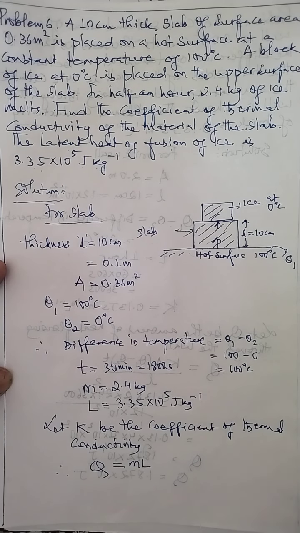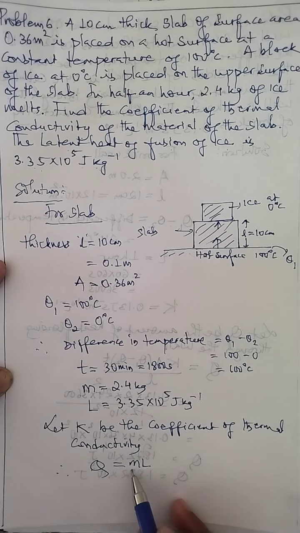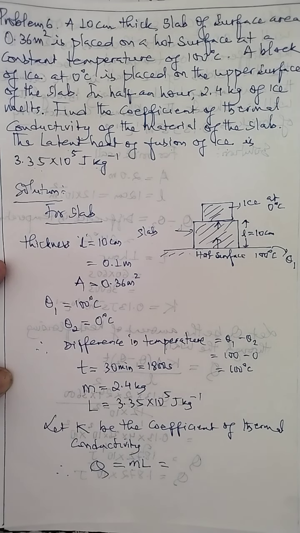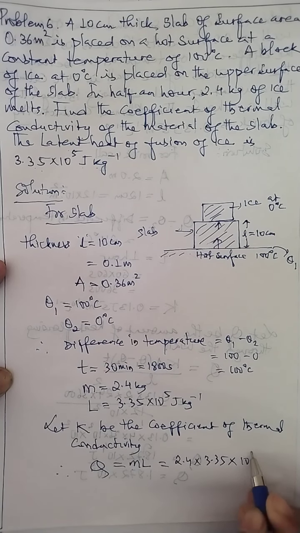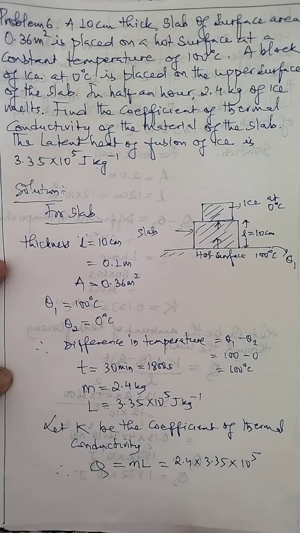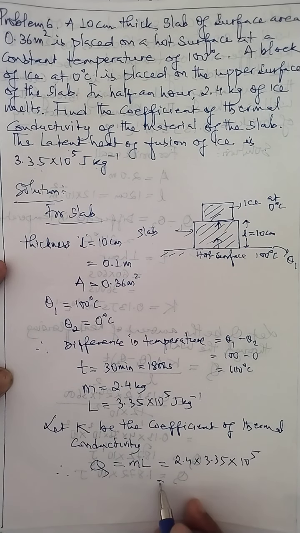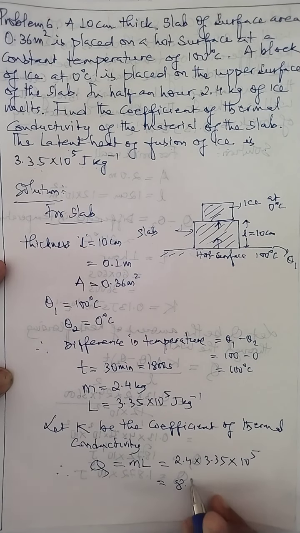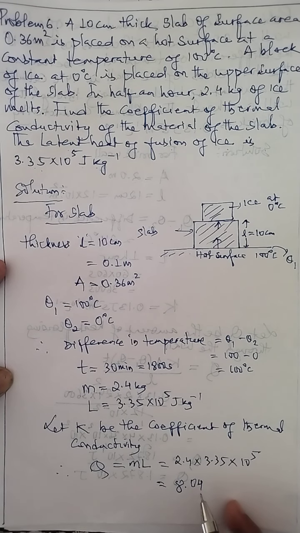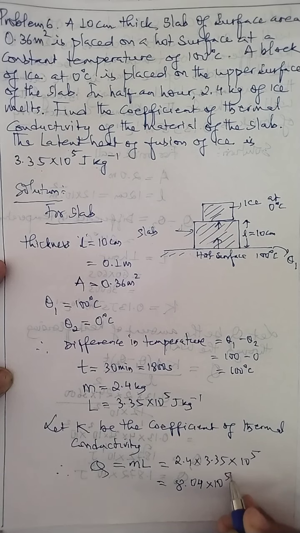Children, you have learned in class 10, in the chapter on calorimetry, that the amount of heat absorbed by a substance can also be expressed in terms of latent heat. This is called specific latent heat, given by Q equals M into L. So let me first calculate this heat. The mass M is 2.4, and the latent heat L is 3.35 into 10 to the power 5. If you multiply 2.4 into 3.35, we get approximately 8.04 into 10 to the power 5 joule.